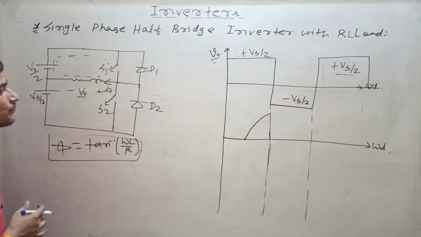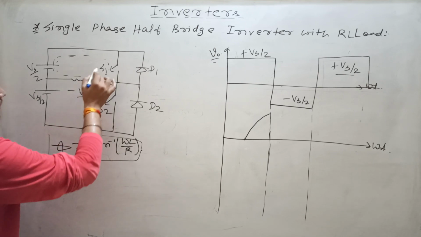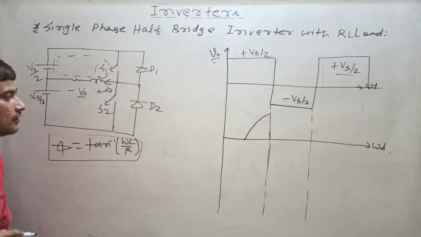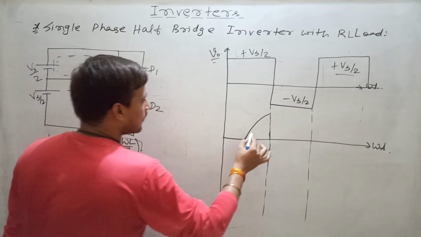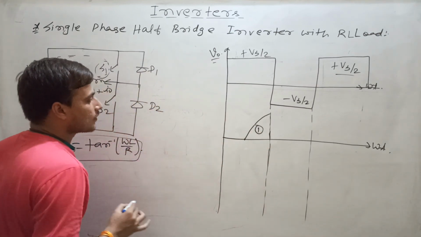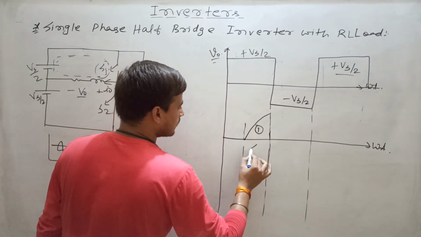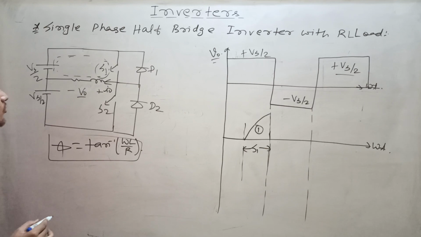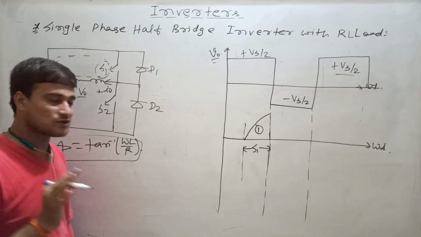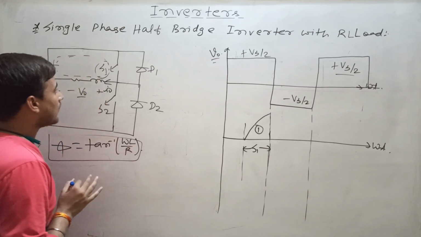Now what will happen? Up to here S1 was on. Clear? This is mode 1. Here S1 was on. Now what happens? You are going to turn off S1.